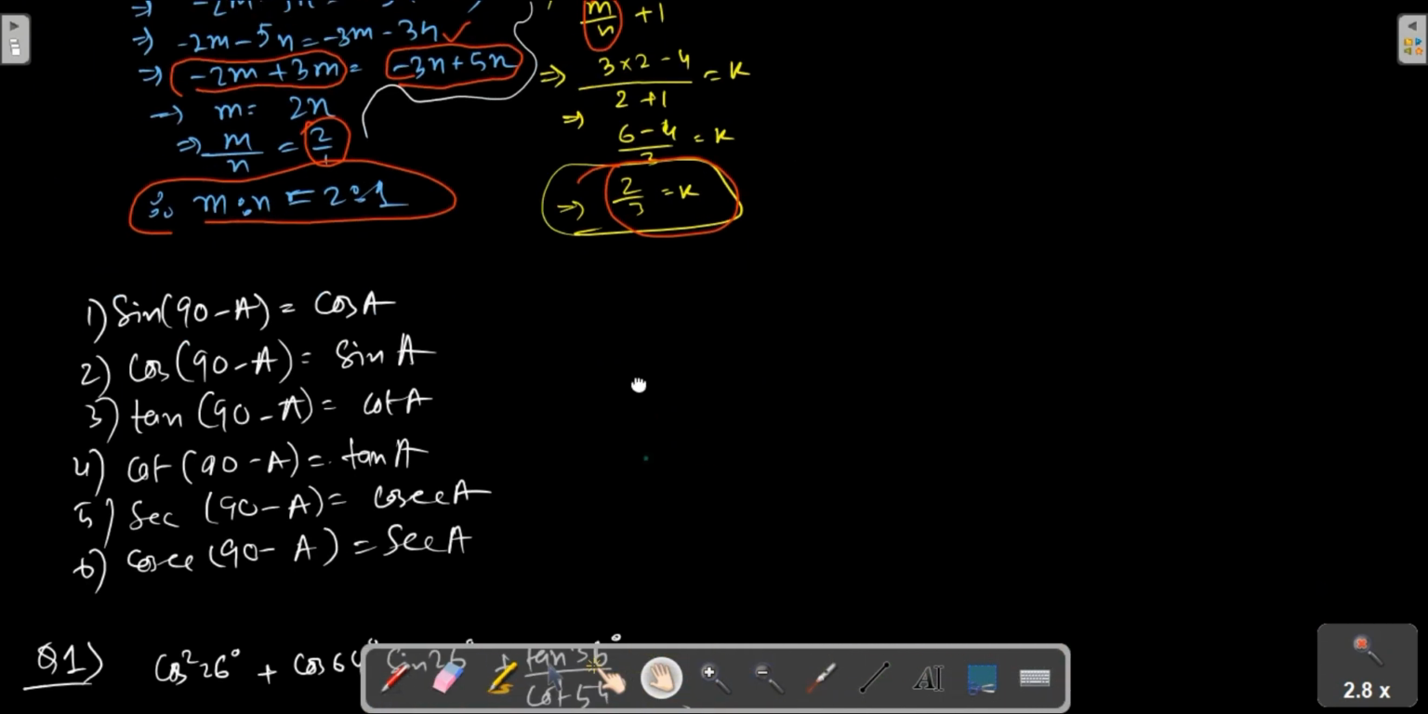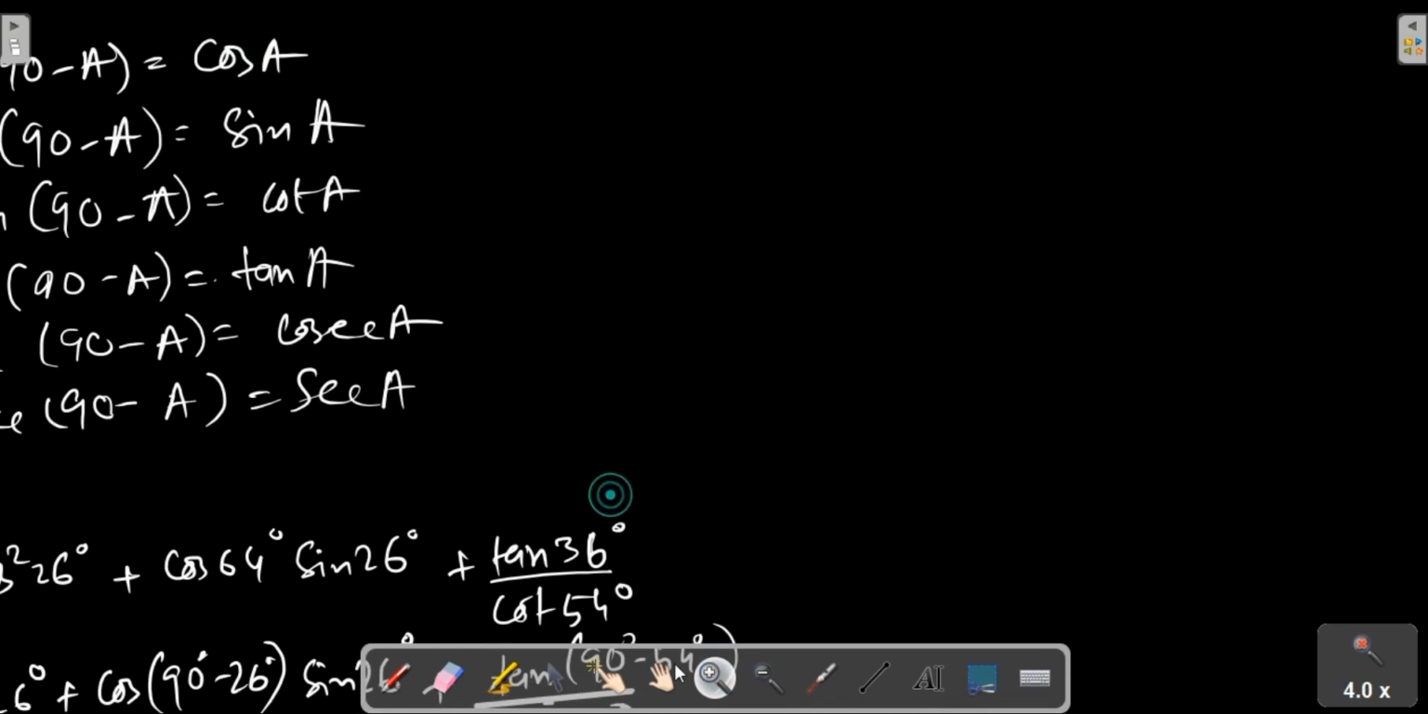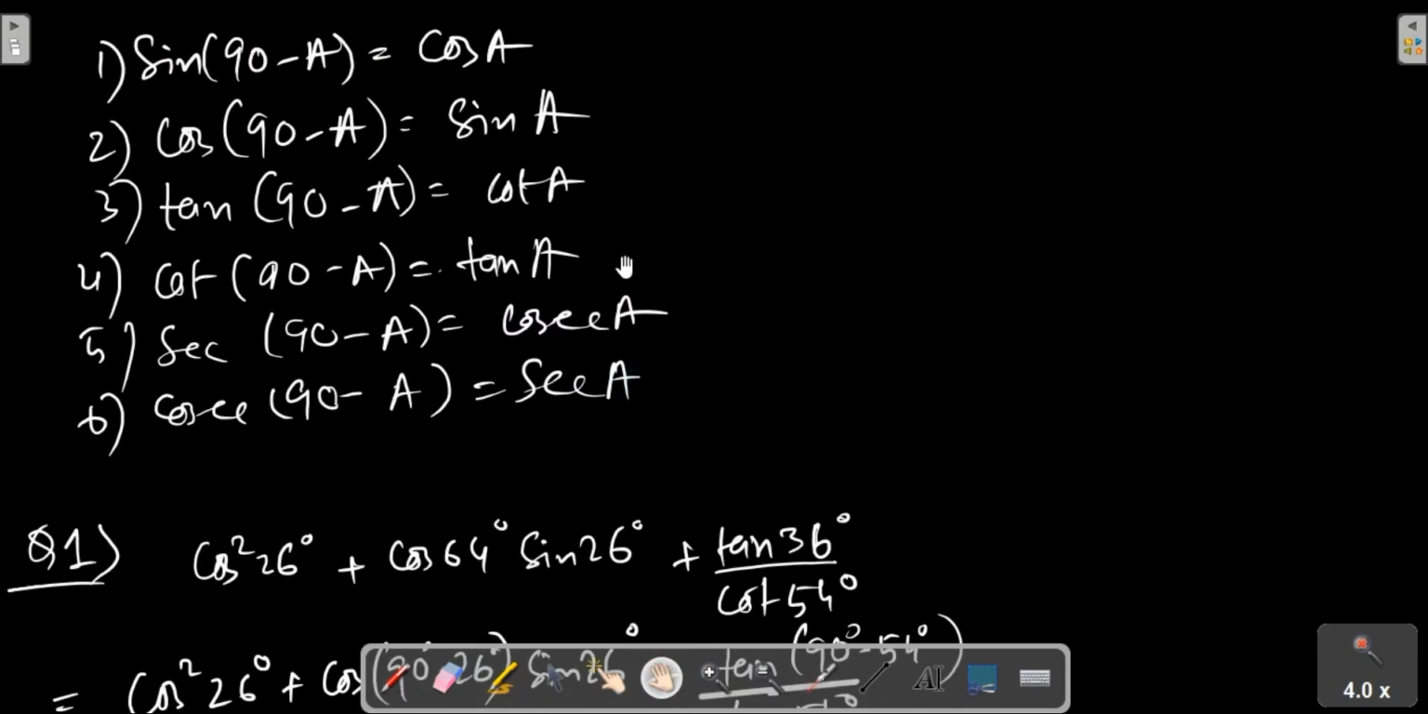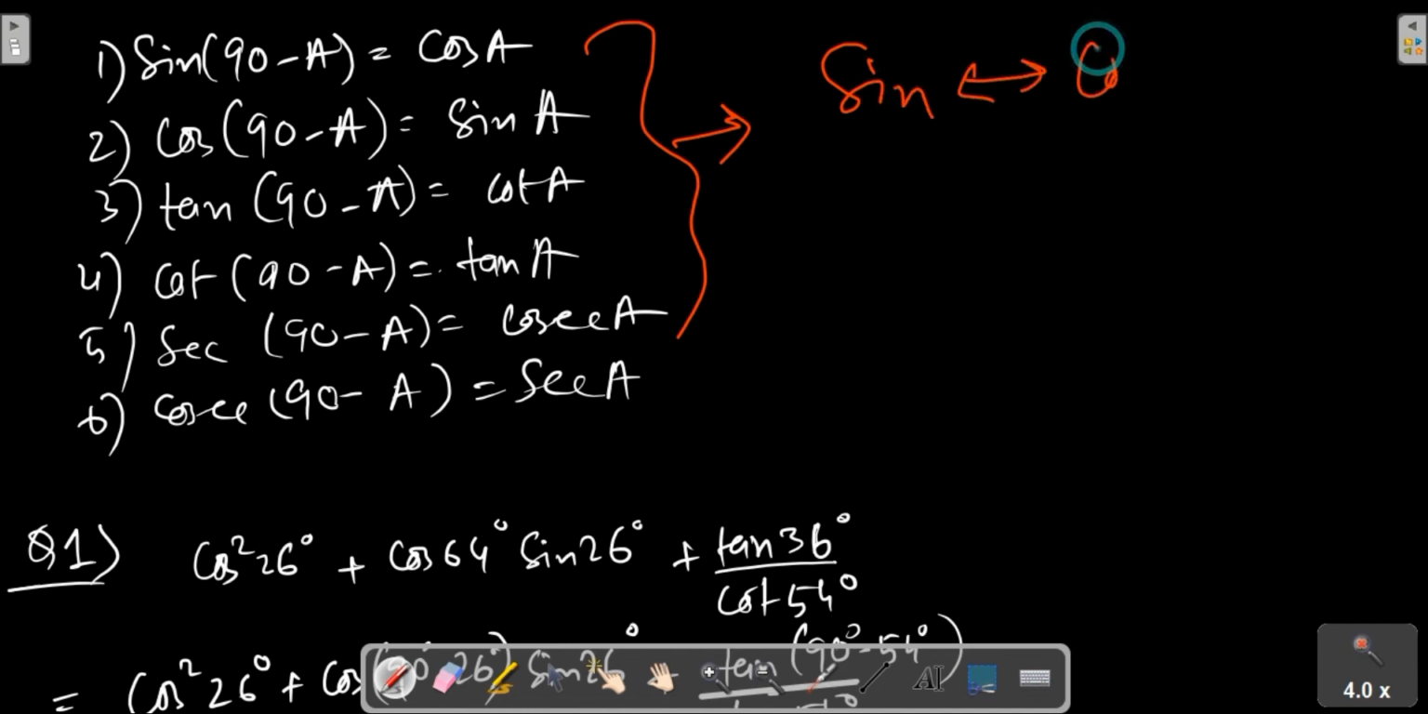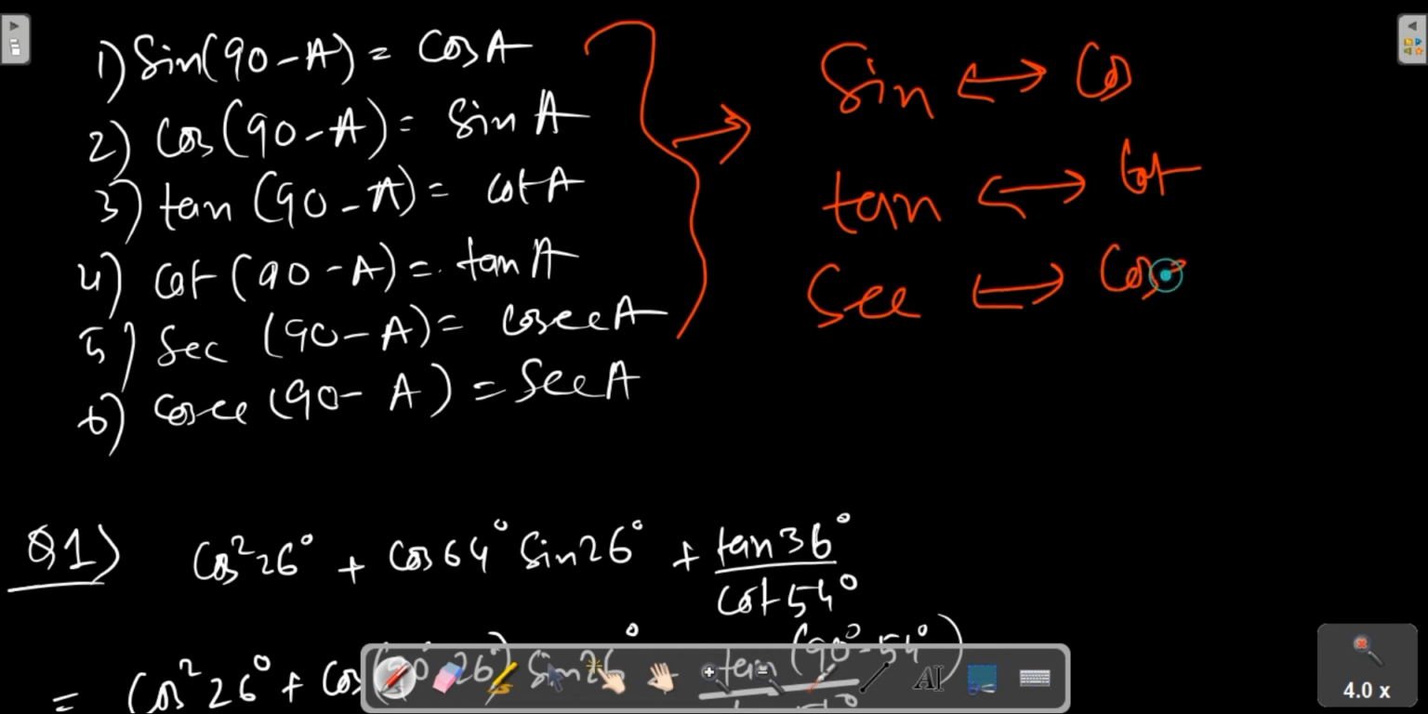For class 9 students, we need to just copy all these 6 formulas, and here I also want to show you one trick. You can remember this: sine and cos are in a relation, tan and cot are in a relation, and sec and cosec are in a relation. So what is the relation? The relation is that if any one of the names is taking the angular part 90 minus a, then the other one will take only a.